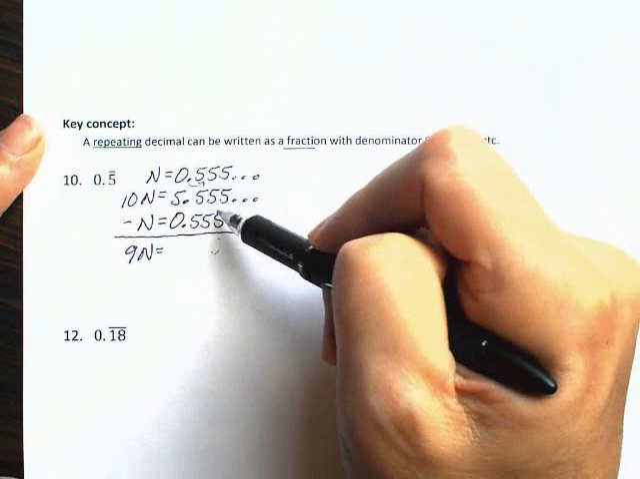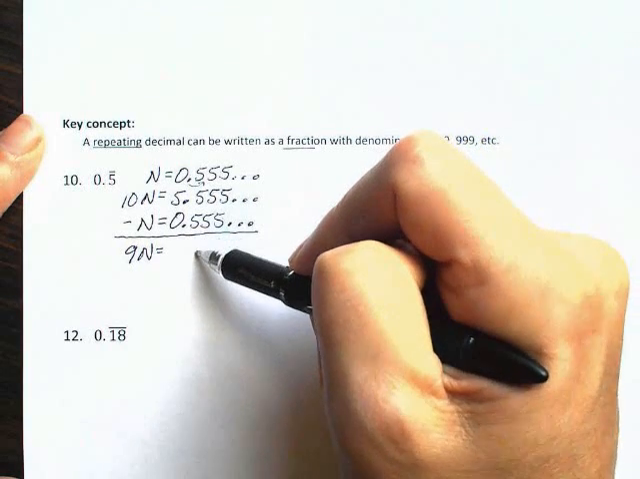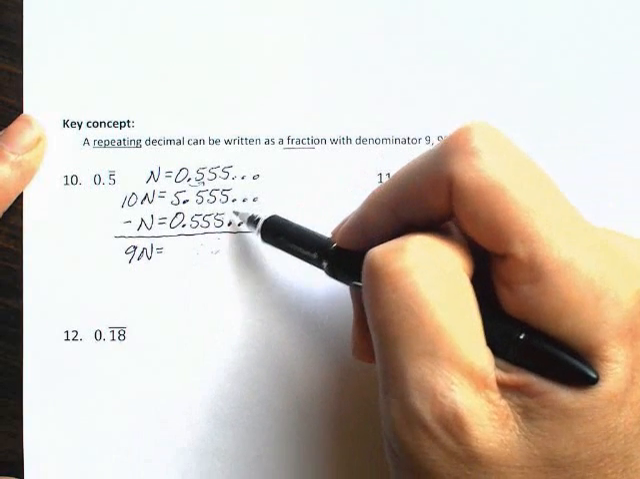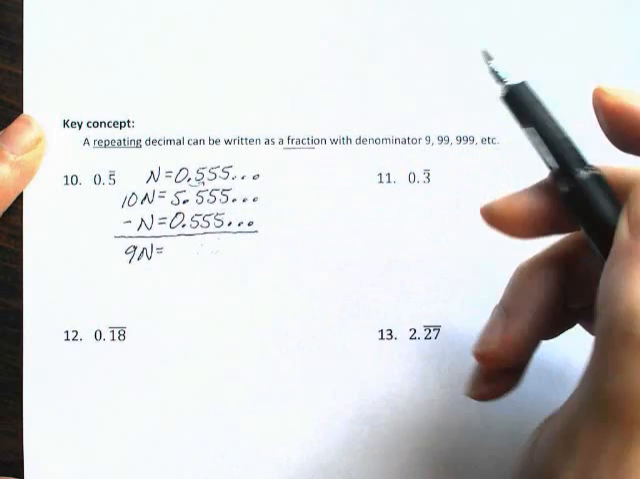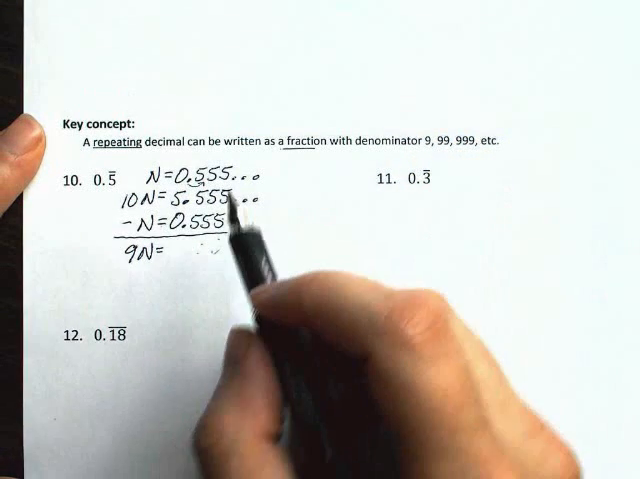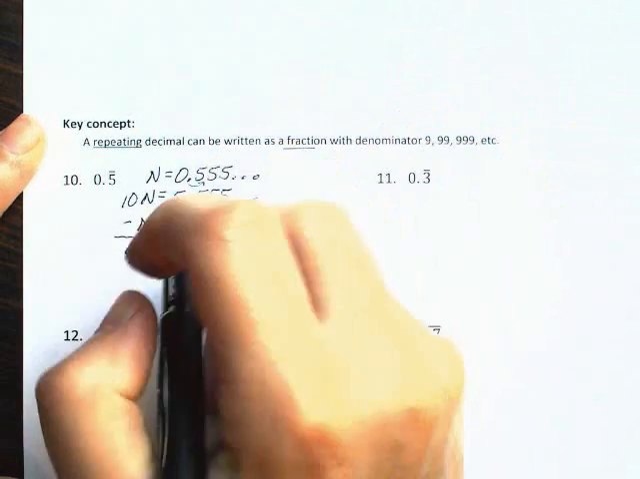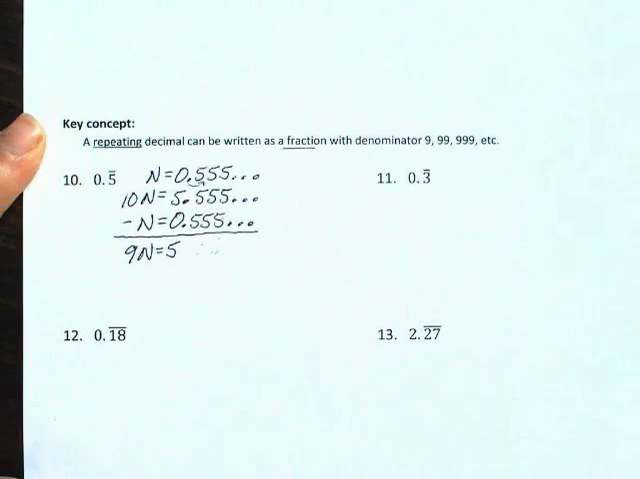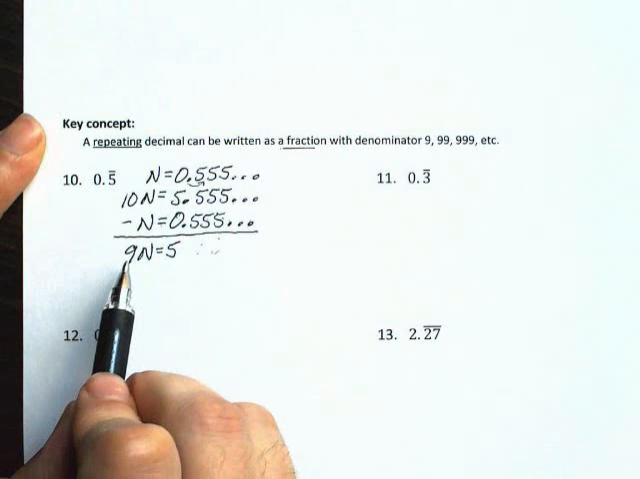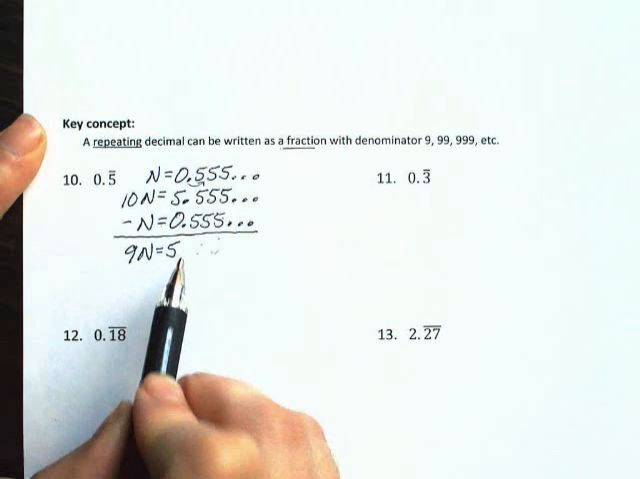5 subtract 5 is 0. 5 subtract 5 is 0. Even all these dots meant 5. Now the one thing that will not make 0 when you subtract is this part. 5 subtract 0 makes 5. And so we have the equation 9n is equal to 5.